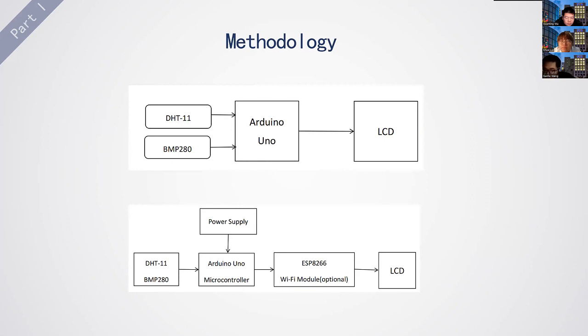Through this data processing and analysis, we design two block diagrams. The first is the condition with no ESP8266 Wi-Fi. DHT11 and BMP280 are entered into the UNO model and then displayed on the LCD. The second diagram has the Wi-Fi condition. The DHT11 and the BMP280 entered the UNO model, transmitted to the ESP8266 and then displayed on the LCD. These methodologies played a very important role in researching this project.